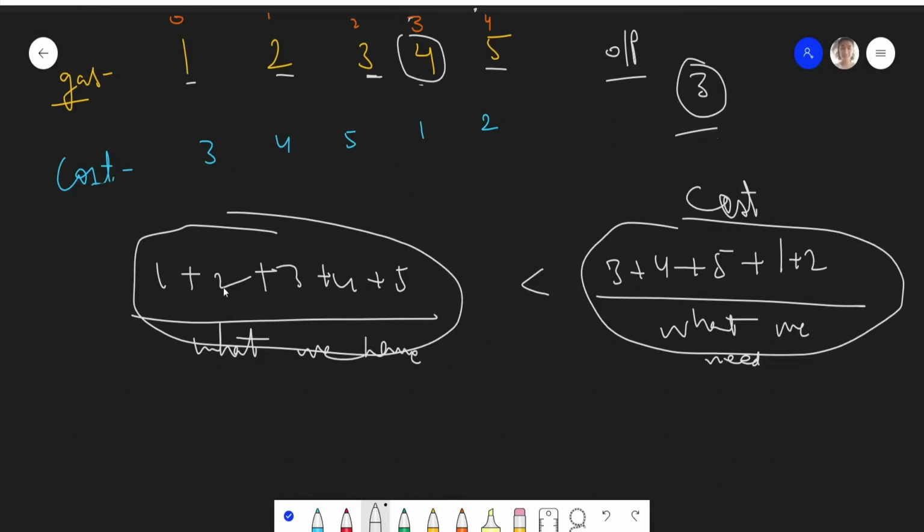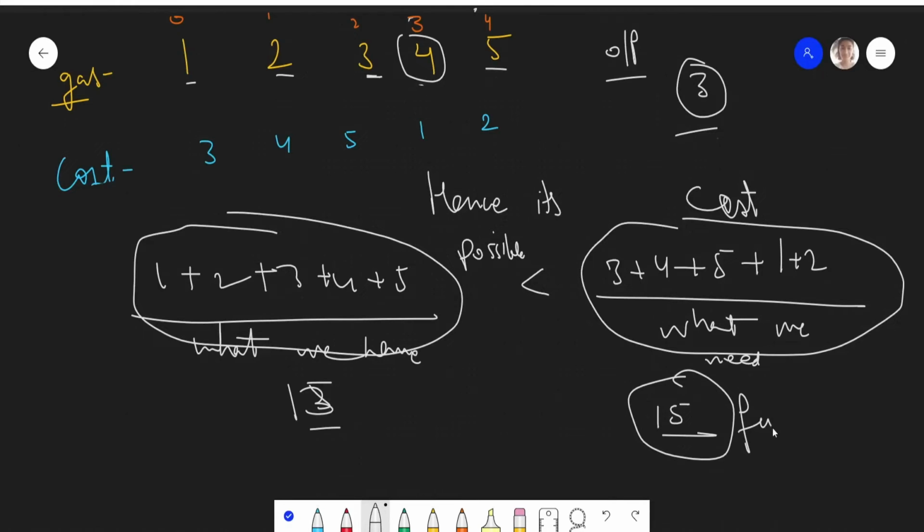So over here, 1 plus 2 plus 3 is 6, 6 plus 4 is 10, plus 5 this will be 15, and over here this will be 8 plus 7, also 15. So these are equal, hence it's possible to make a circular route. But let's say over here it was 13, then we require 15 fuel but only 13 is there, so this will not be possible.